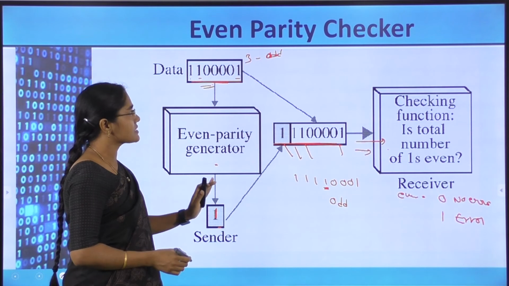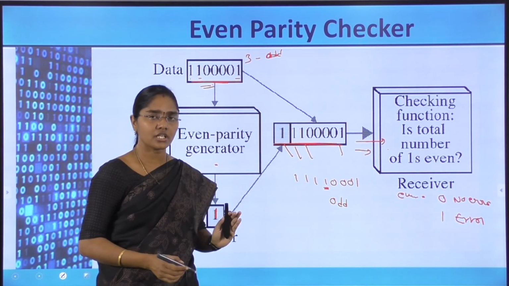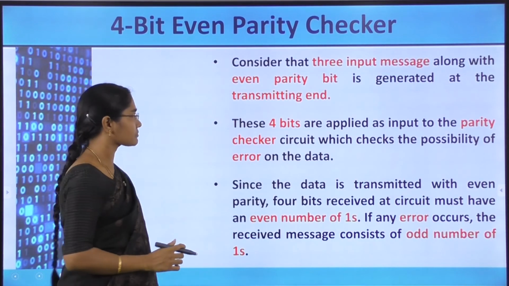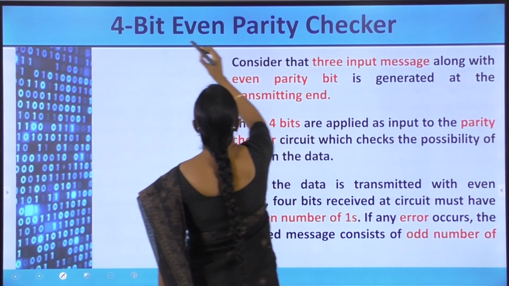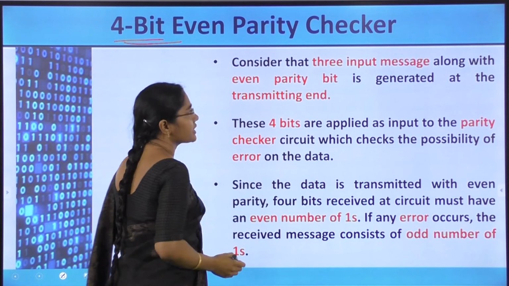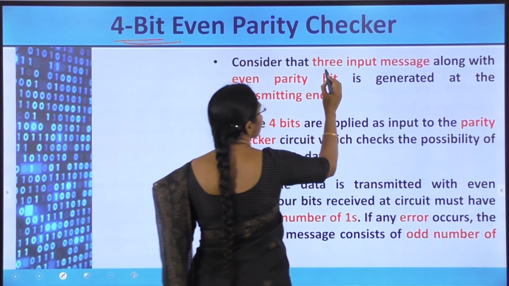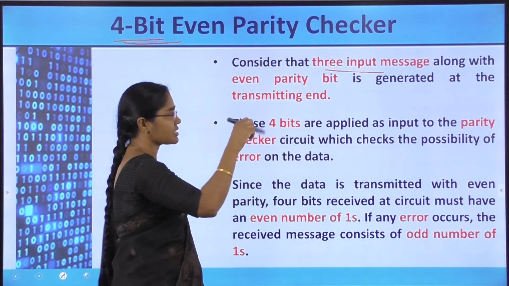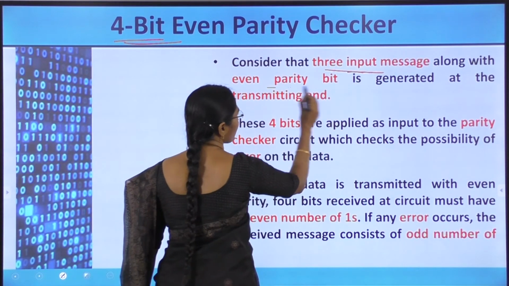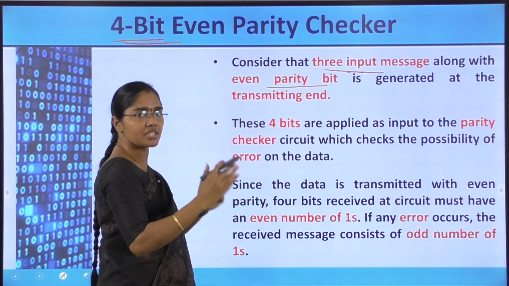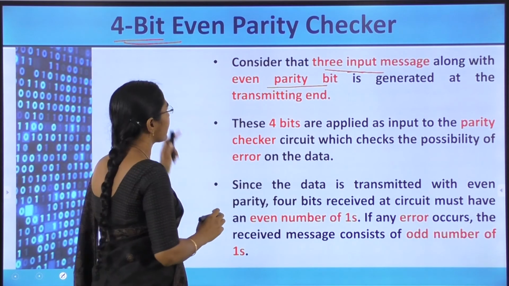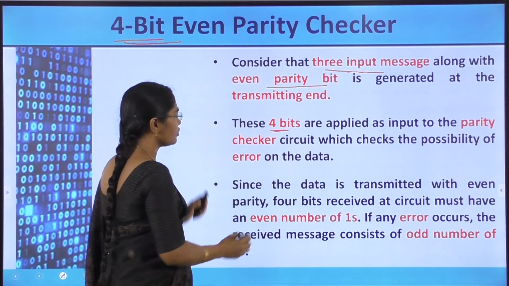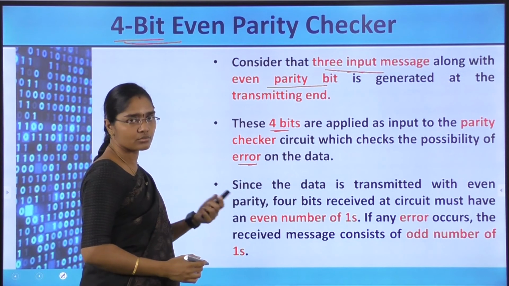Okay, so like this the even parity checker is going to generate the bit 0 or 1 depending upon the received data. So see once again, we are going to design the 4-bit even parity checker, which takes the 3 input message bits along with the parity bit generated from the transmitter side. So 3 input bits and 1 even parity bit. A, B, C, P is the input of the parity checker. Those 4 bits are given to the parity checker circuit to detect whether there is an error or not.